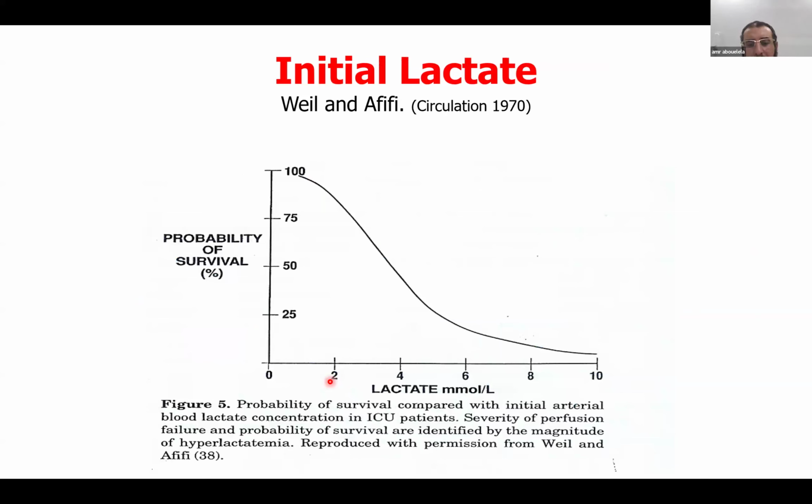This is a very important graph. There are a lot of studies like this comparing the probability of survival to the level of lactate. And you can see with a normal lactate level of 0 to 2, the survival is around 100%. But with further increase in the lactate level, you see the survival approaching 0, or maybe less than 5%, when the lactate reaches 10. That's why there is a great correlation between the level of lactate and the survival in shock.